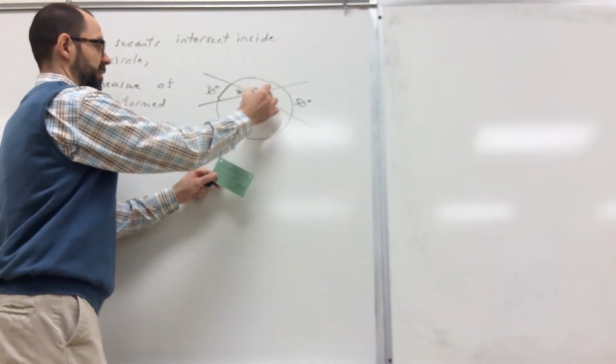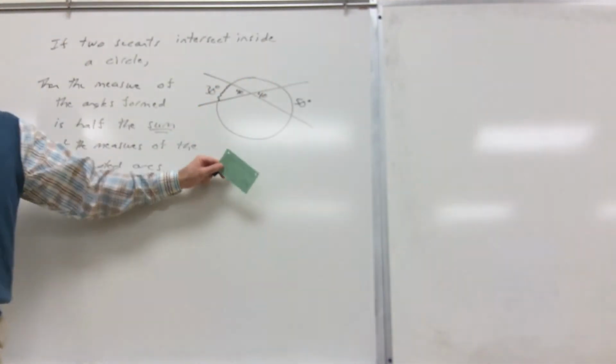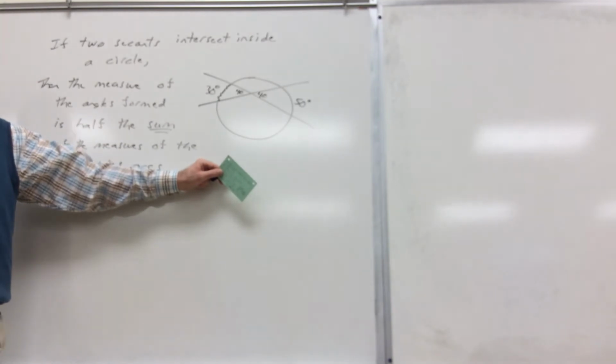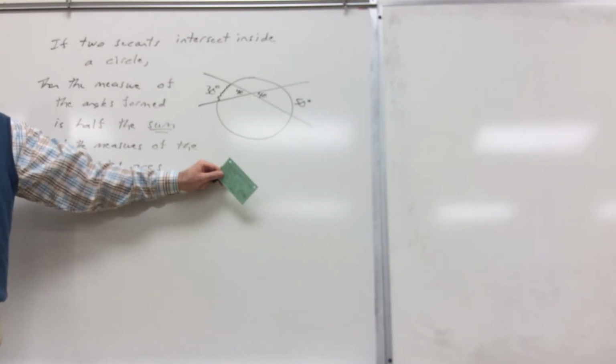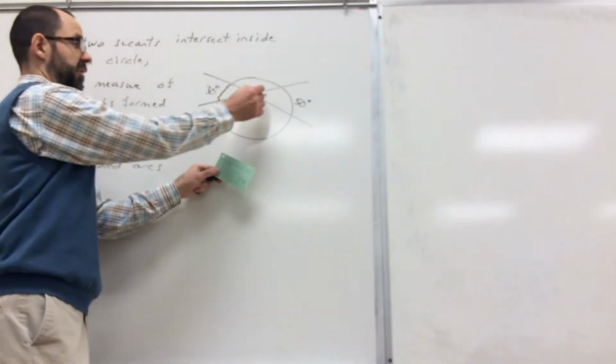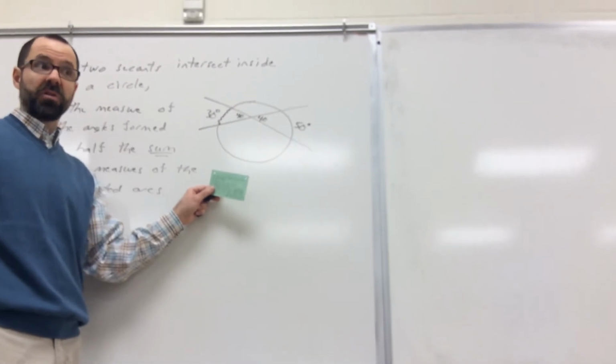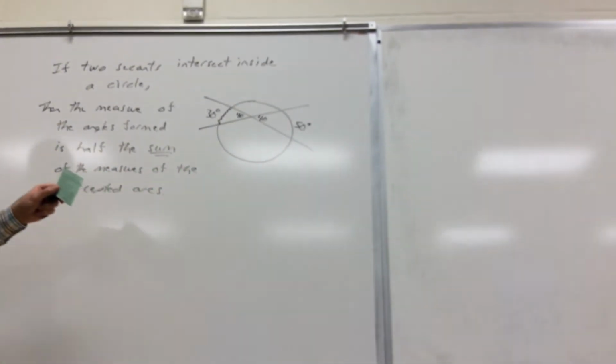So that means these are going to be 40 each. They have to be equal, right? Because they're vertical from each other. That's old stuff. These are equal to each other because they're across from each other. They're called vertical. That's why they're both 40.